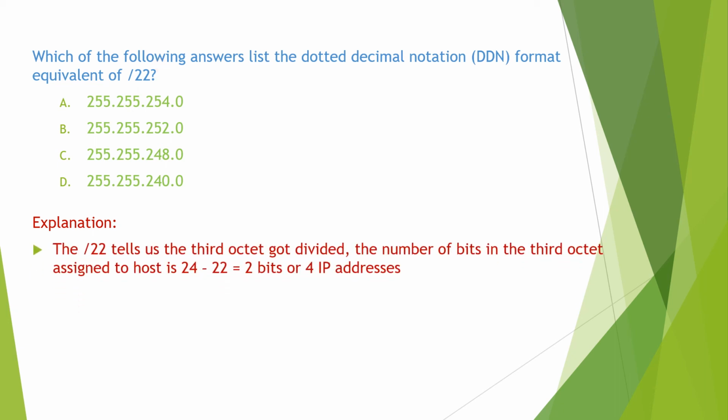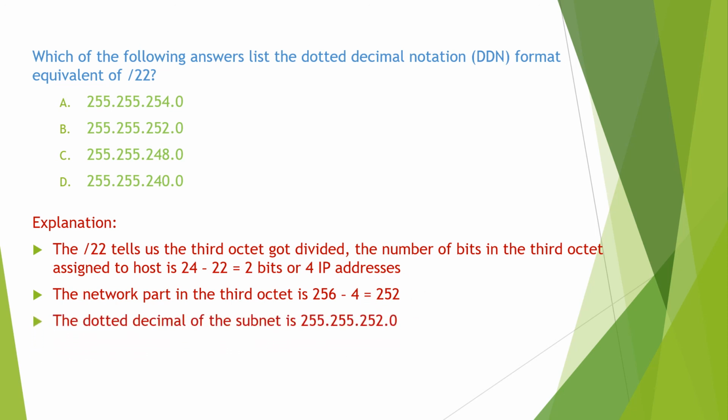The question reads, which of the following answers lists the dotted decimal notation format equivalent of /22? The /22 tells us that the third octet got divided. The number of bits in the third octet assigned to hosts is 24, which is a full 3 octets, subtract 22, and it is equal to 2 bits or 4 IP addresses. The network part in the third octet is 256, which is a full octet, subtract 4 IP addresses, which is equal to 252.